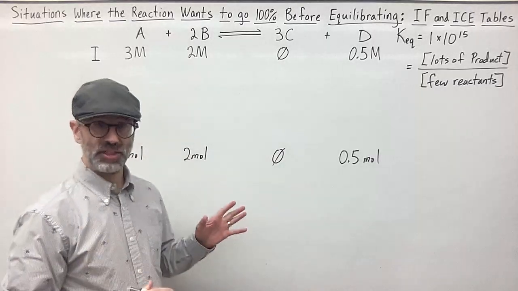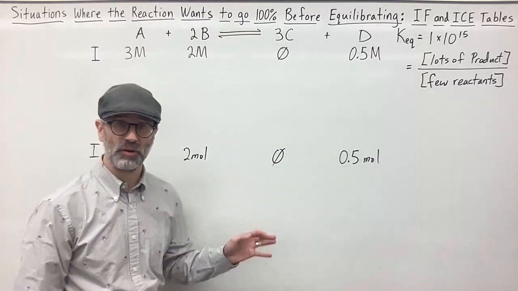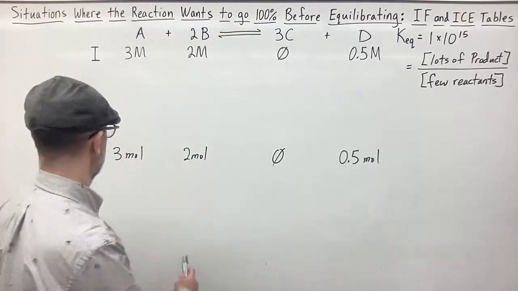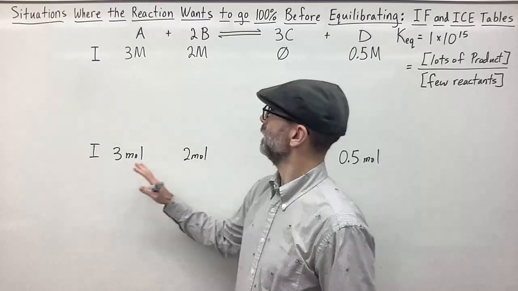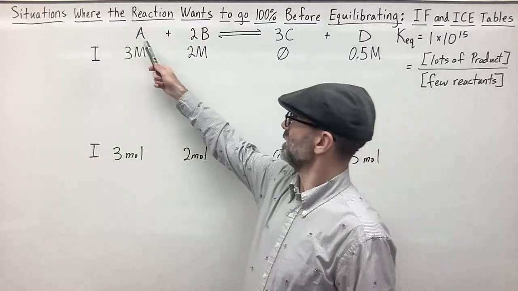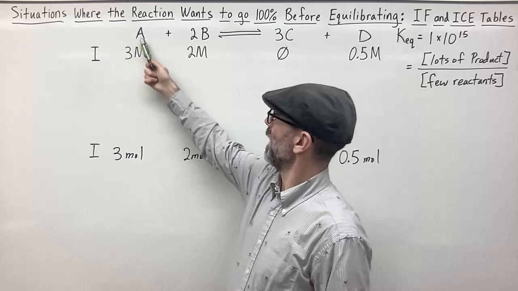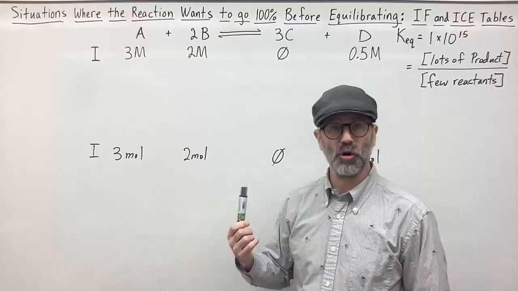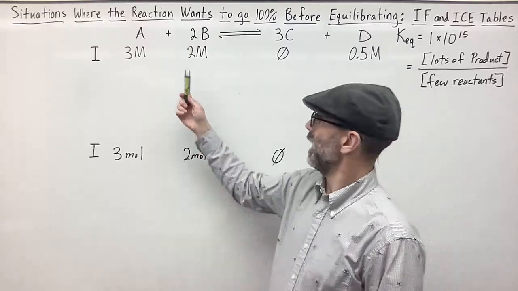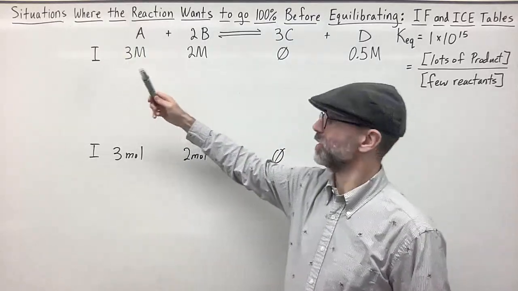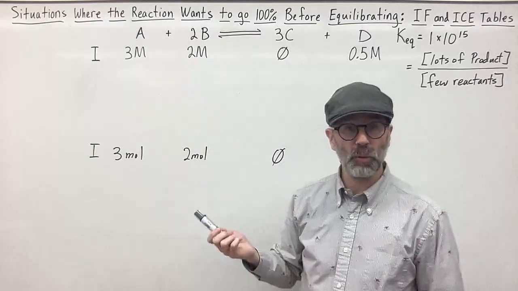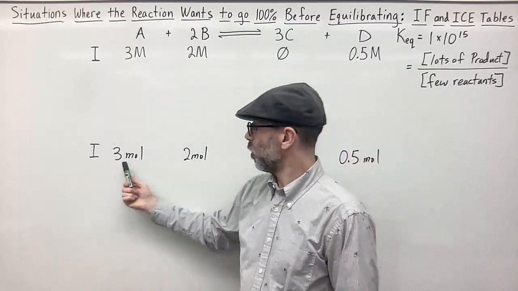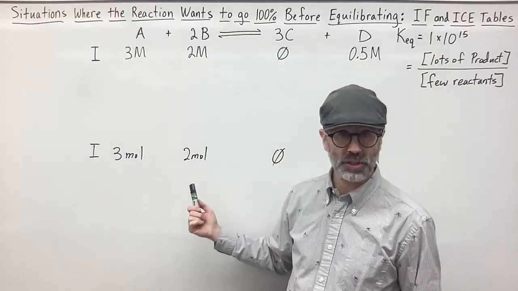Now, this is a stoichiometric problem. It's like a limiting reagent problem. So we're going to go all the way this way. We're going to assume that the reactants here react to completion. And you'll notice here that I have A and 2B. So these are going to react in a stoichiometric amount. For every 1 mole of A that reacts, 2 moles of B, double the amount of B, will react. So which one of these is going to run out first?